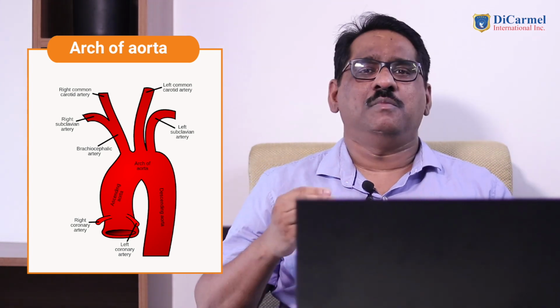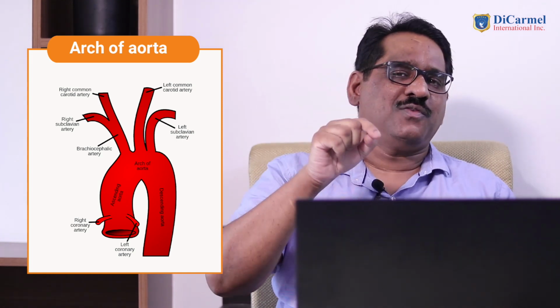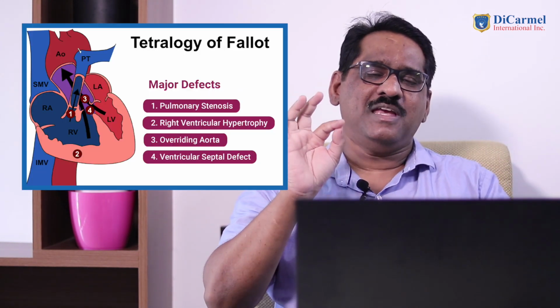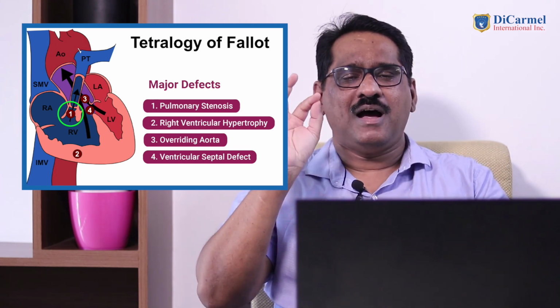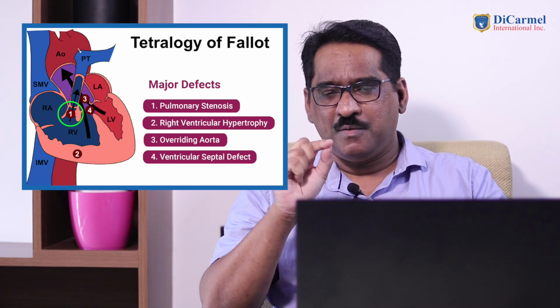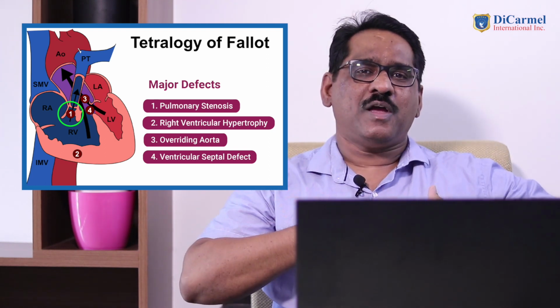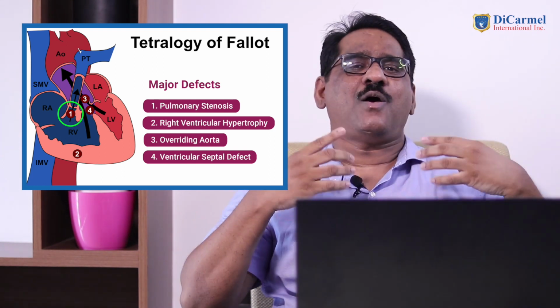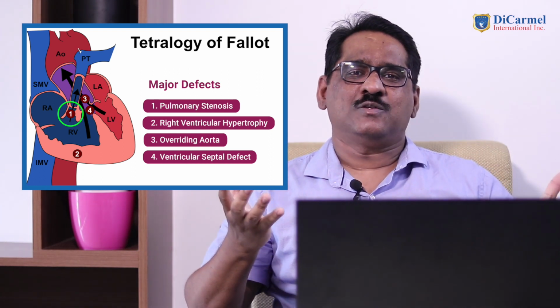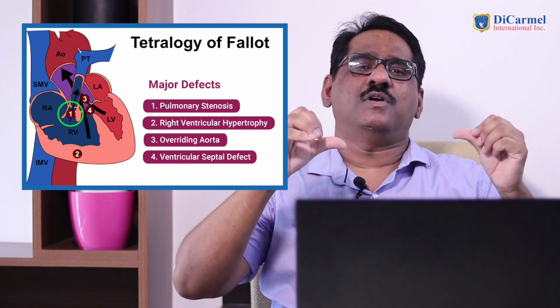So now coming to BT shunt, what do we do here? First of all, understand what happened with the TOF. The problem is not that they have a lot of defects. Rather, the main problem is the pulmonary valve stenosis. The pulmonary artery valve is stenosed. So when the pulmonary valve is stenosed, what happens? Blood from the right ventricle cannot go into the lungs. Unless the blood flows to the lungs, how does it get oxygenated? So that's why their oxygen level in the body is going to go down.